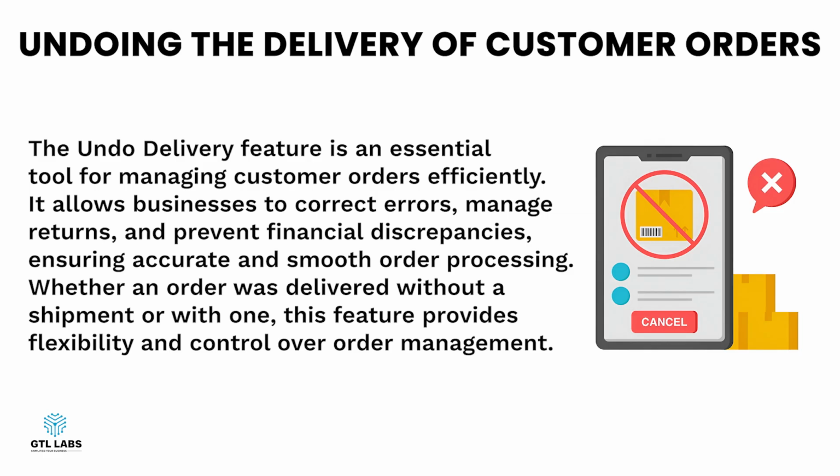The undo delivery feature is an essential tool for managing customer orders efficiently. It allows businesses to correct errors, manage returns, and prevent financial discrepancies, ensuring accurate and smooth order processing. Whether an order was delivered without a shipment or with one, this feature provides flexibility and control over order management.